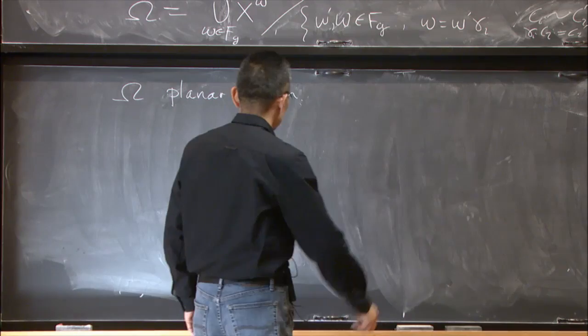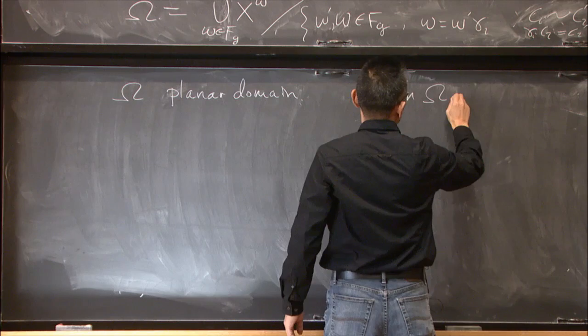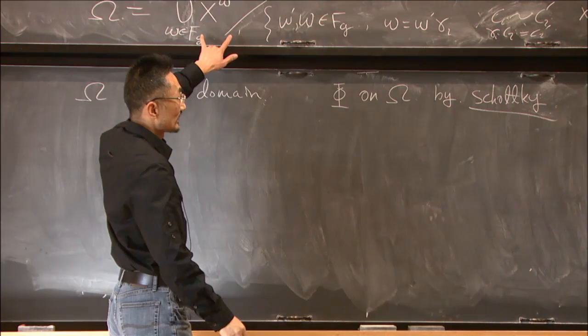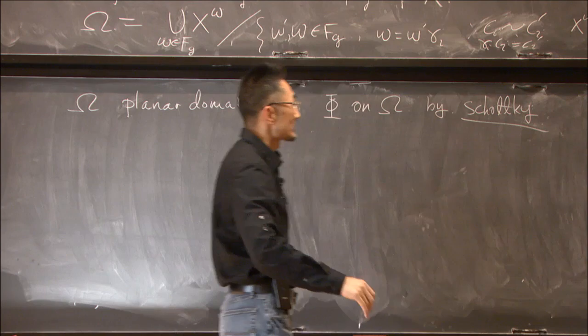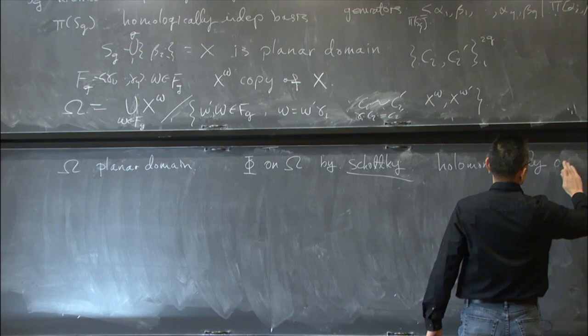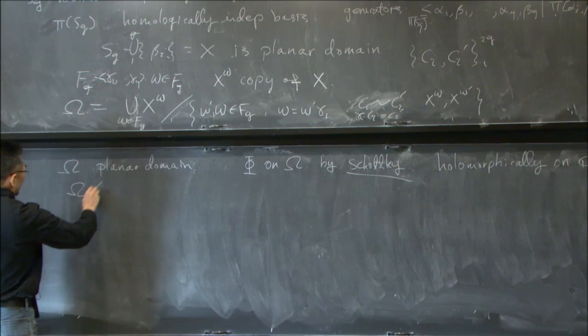Now there's an action by this group, which is given by that. Let me call this action, say, phi, by the Schottky group. Now, when I say Schottky, that means I already claimed that this action can be extended to the whole plane, holomorphically. All right. So what you have is that this model is the Riemann surface.